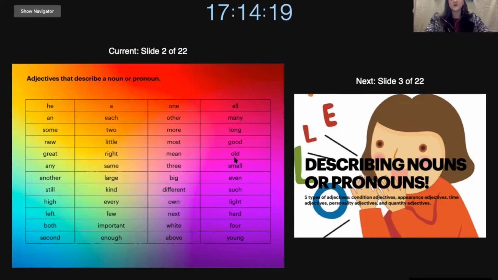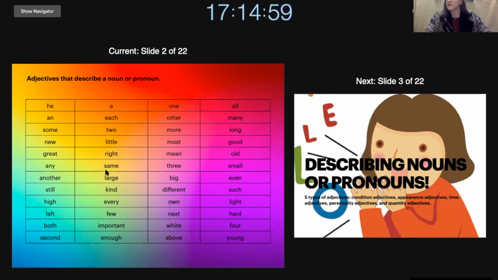Then we have old. So your grandparents are old because they are gray or they are over 50 years old. Or you can even say, how old are you? And then your response would be with your age. We also have any. So any refers to you have many options, but you can choose any of them. So which pen would you like? Any would do. So any means that you can give me either the green one, the red one, or the pink one. It doesn't matter.